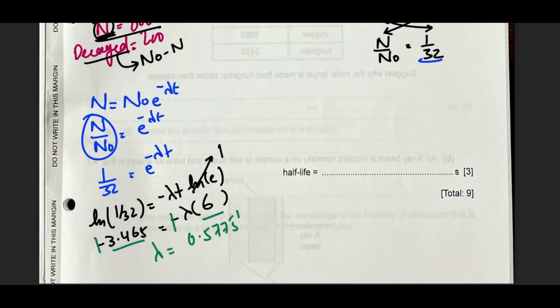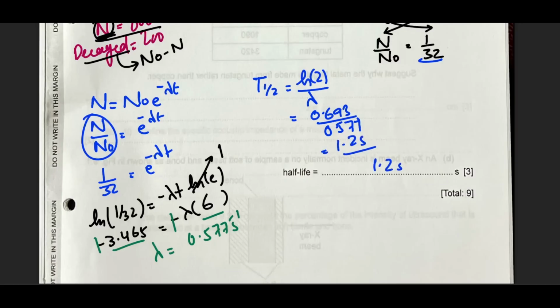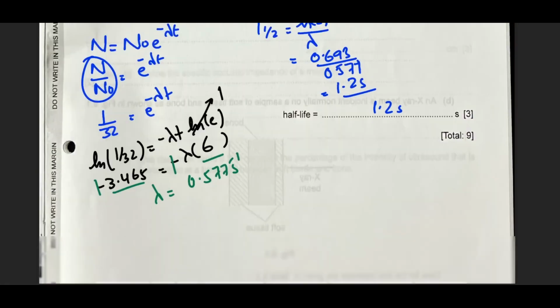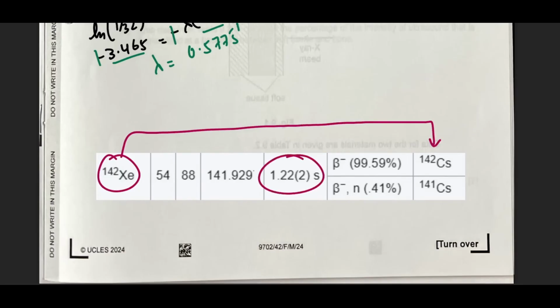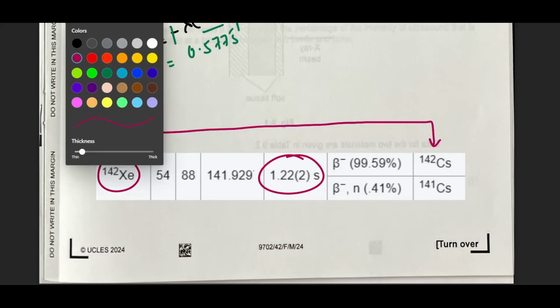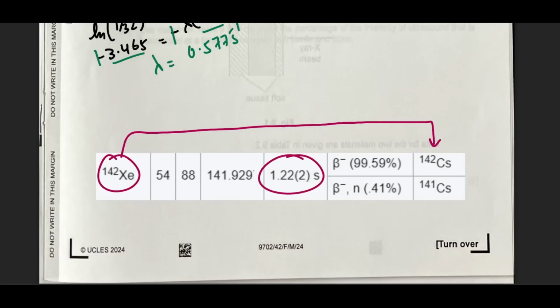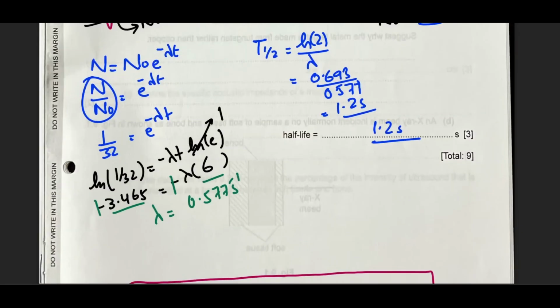Then we have an equation from the syllabus that the half-life T is equal to ln of 2 divided by lambda. So 0.693, ln 2, divided by 0.577 gives me an answer of 1.2 seconds. So this is 1.2 seconds. Now if you go online on Wikipedia, you can check that xenon 142, if it decays to become cesium 142, the half-life is approximately 1.22 seconds, right? So I've just added this because we don't have a marking scheme right now on our hands. I'm adding this information from Wikipedia to show that this question's answer is absolutely correct.